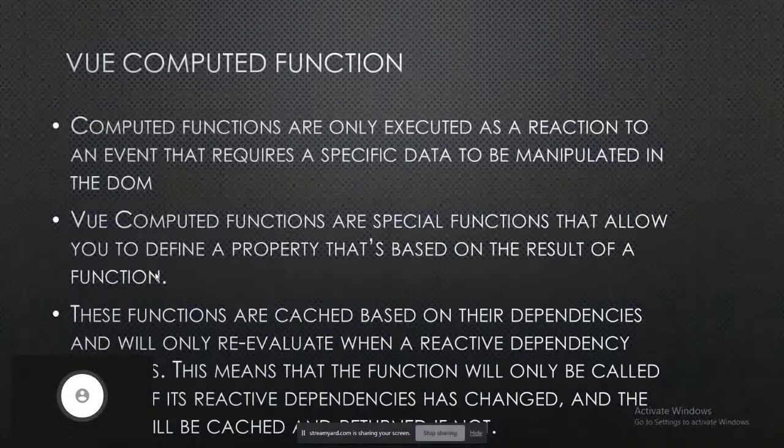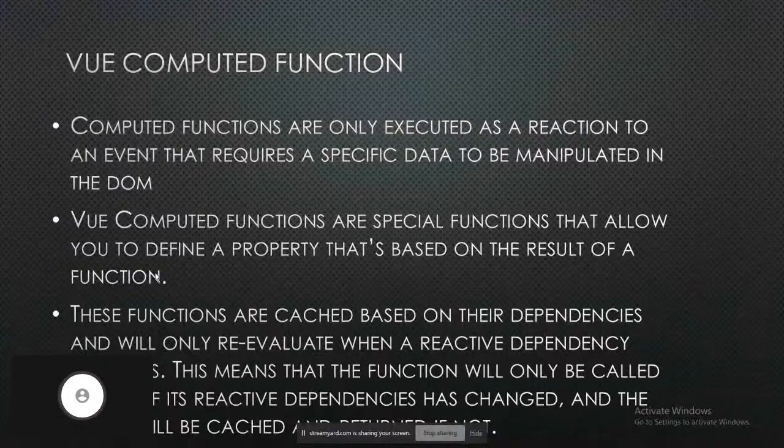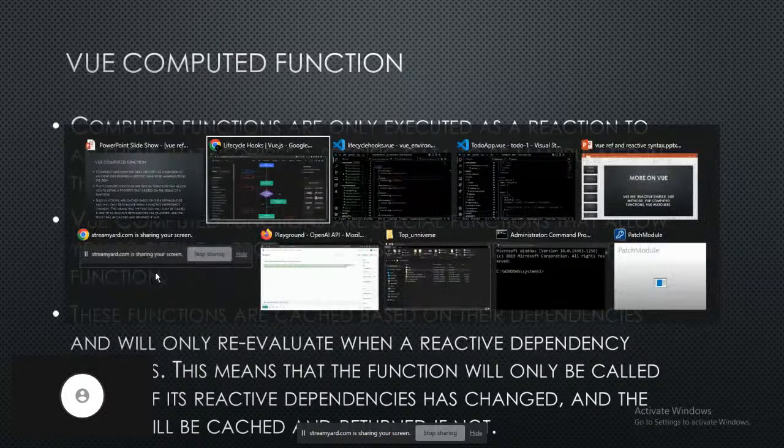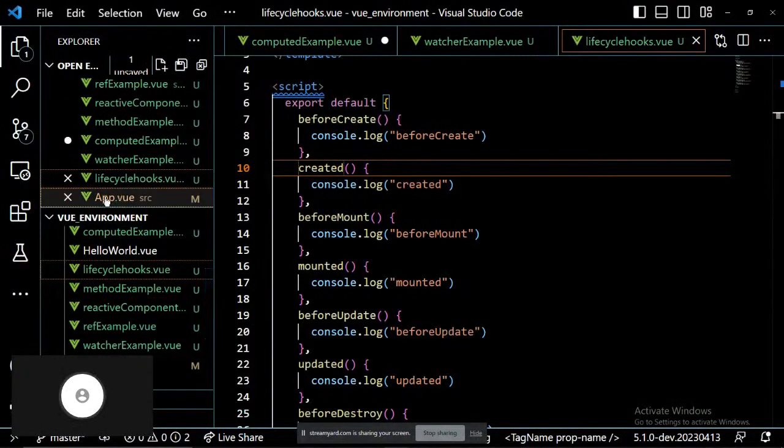Now, an advantage of a computed function over a regular function is that since it is cached, it is not the entire function within the computed function that is executed. It is only those parts where the data has been changed that are executed again when need arises. So this means that the function would only be called if one of its reactive dependencies has changed, which is what I just explained. And the results will be cached. So when it does that, it caches the results again. I think I should have a code snippet that describes that a little.